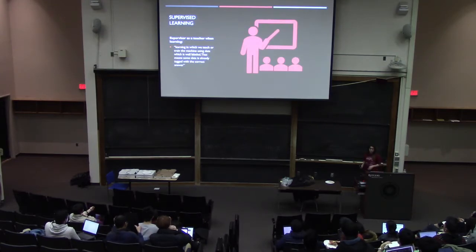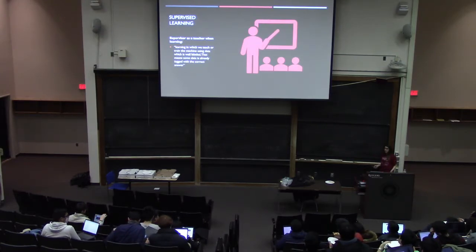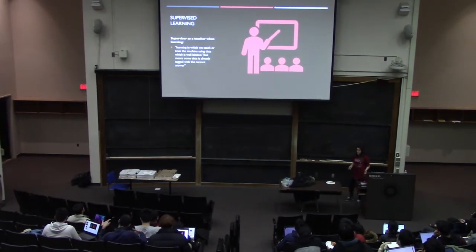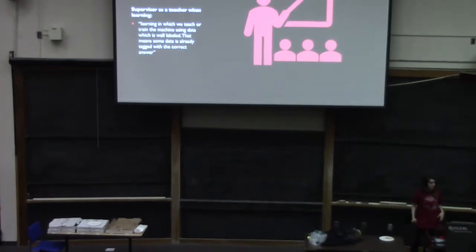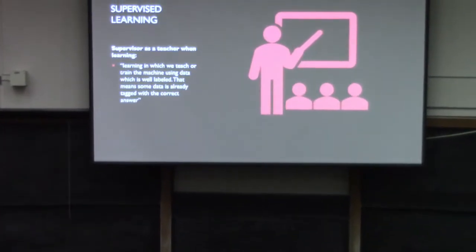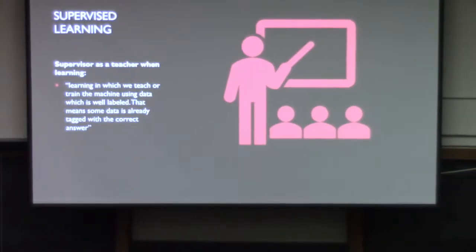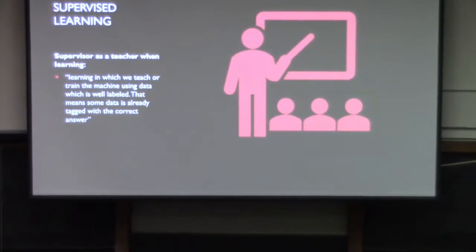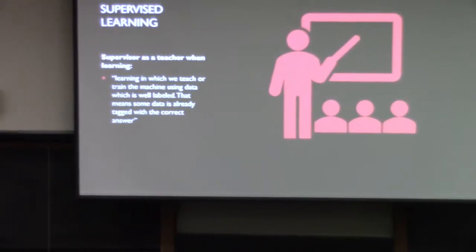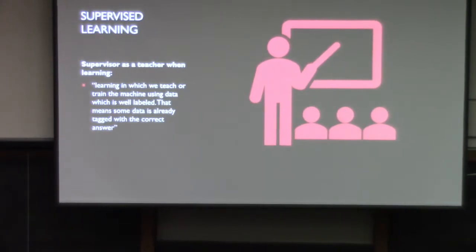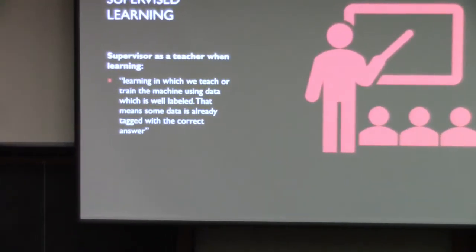Anyways, I'm going to start with the types of learning we have with neural networks before I go straight into the definition of neural networks itself. We have two types of learning, supervised learning and unsupervised learning. When we have supervised learning, we want the supervisor as a teacher when learning. So we can think of supervised learning as learning in which we teach or train the machine using data which is well labeled. That means that some data is already tagged with the correct answer.